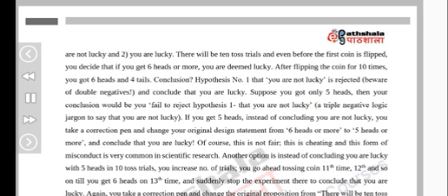1. You are not lucky, and 2. You are lucky. There will be 10 toss trials, and even before the first coin is flipped, you decide that if you get 6 heads or more, you are deemed lucky. After flipping the coin 10 times, you got 6 heads and 4 tails.